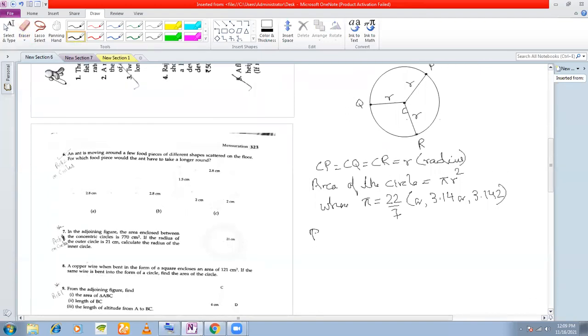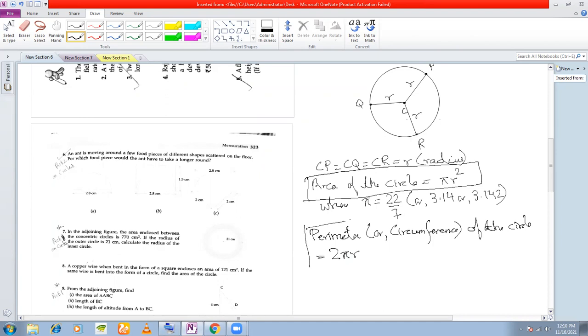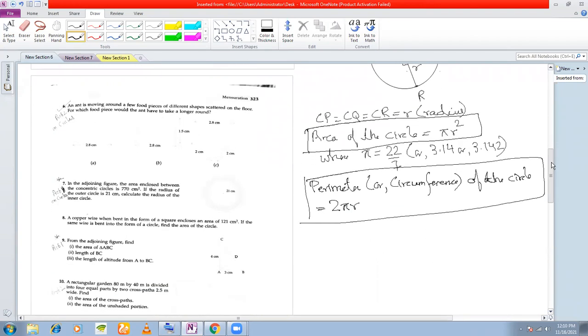Now, what about the perimeter or circumference of a circle? Perimeter is the length of the boundary of a circle. Perimeter of the circle is given by 2 pi into r. So these two are the formulas that you must remember. Area of a circle is pi r square and the perimeter of a circle is 2 pi r. Okay. So with the help of this, we are going to solve a very important problem here.